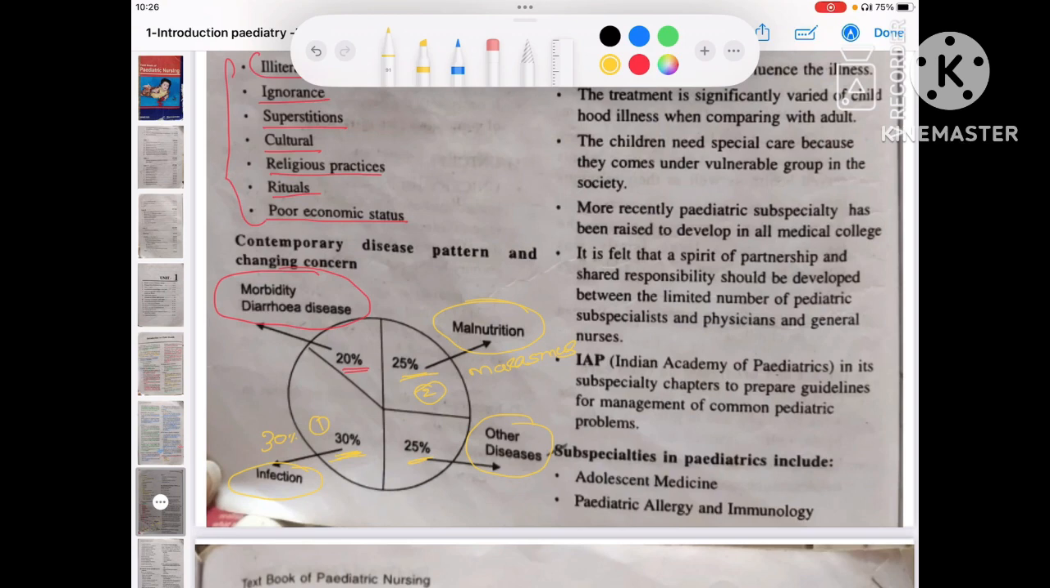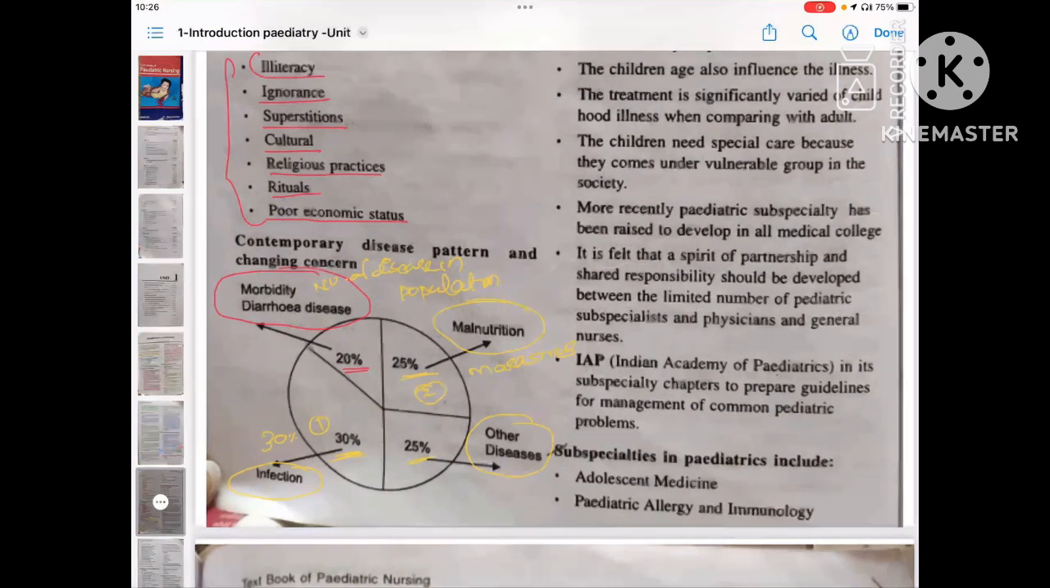And the same with other diseases and morbidity, diarrhea disease. As I said, morbidity is the number of diseases in a population. That is called morbidity. So this is just a diagram. You should know that, that's it.